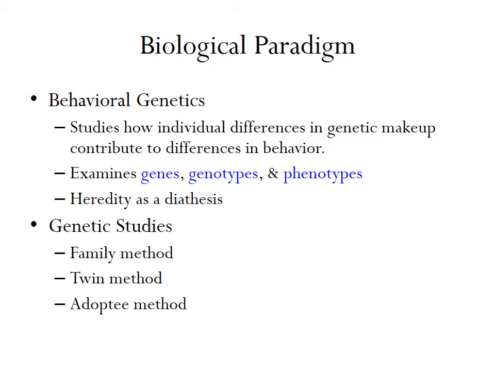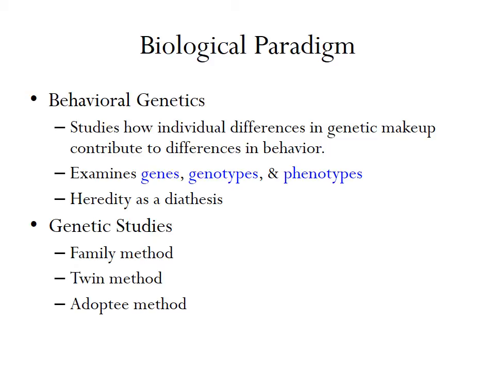A second approach is the twin method, looking at disorders as they occur within twins. The type of twin that you are determines the likelihood of you sharing genetic coding for a particular mental disorder. Identical twins, or monozygotic twins, share 100% of their genes. If one has it, the other will as well.